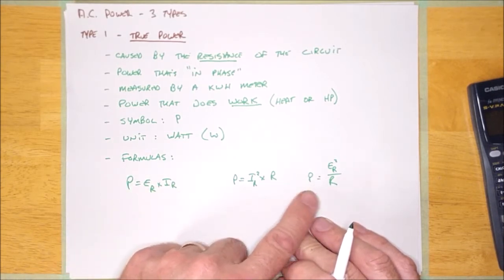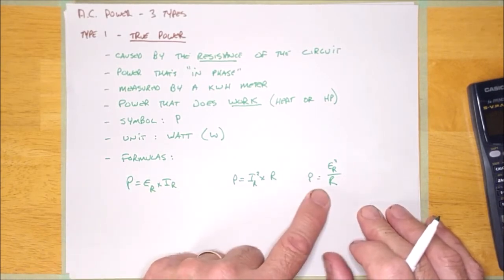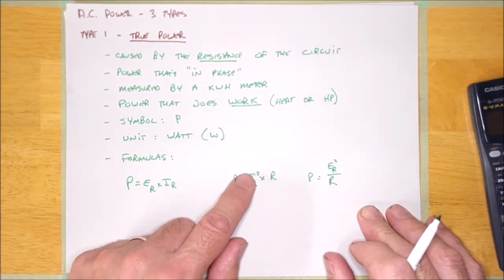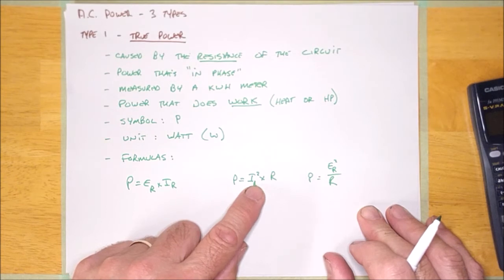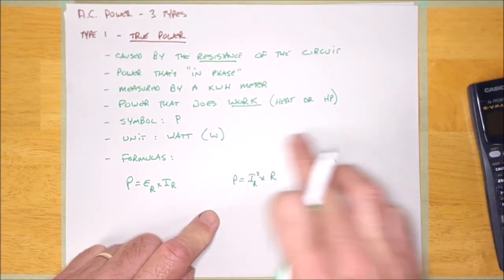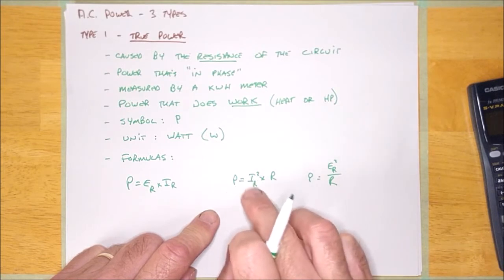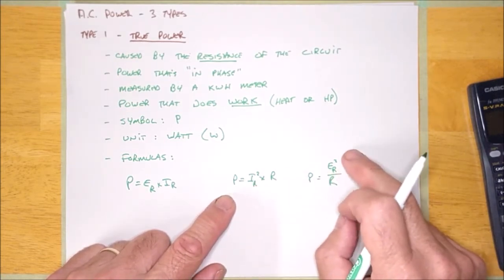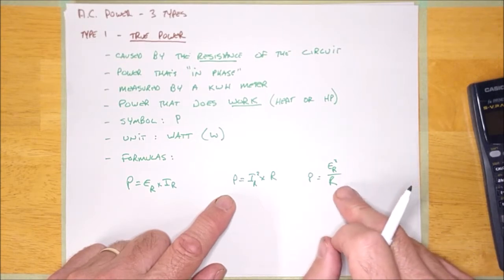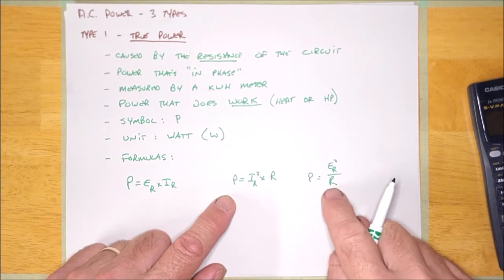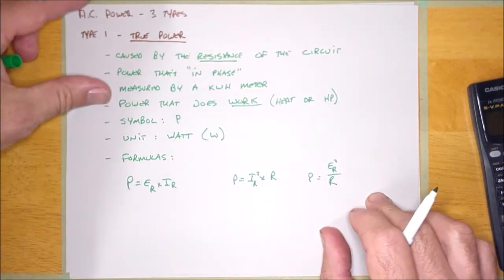Now, there were two more formulas that you learned in level 1 for true power, or for power in general: power is equal to I squared times R, or power is equal to E squared over R. Those formulas continue to exist. It's the current through the resistor squared times the value of the resistor, or the voltage dropping across the resistor squared over the value of the resistor in ohms. All right? So that there is type 1.